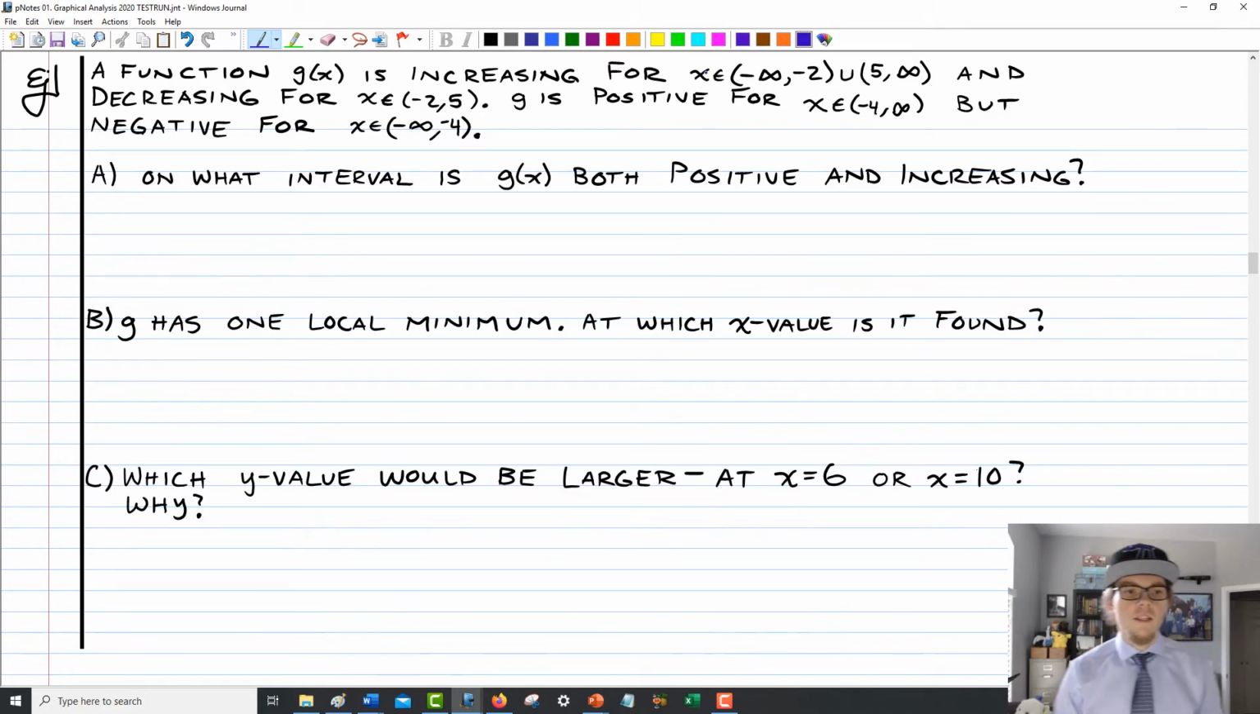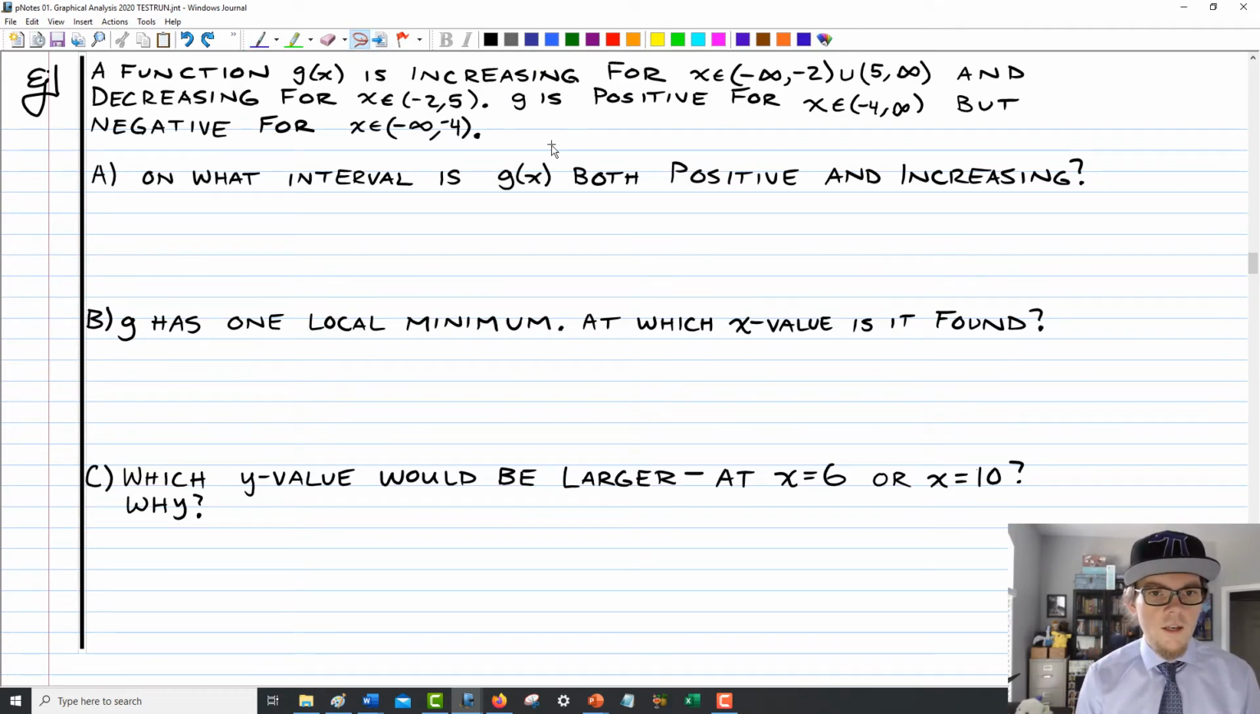So in looking at this from this direction, we want to find a way to approach, in particular, question A. On what interval is g both positive and increasing? In order to attack that, it'd be helpful to use a little bit of color to organize the information that we do have already.